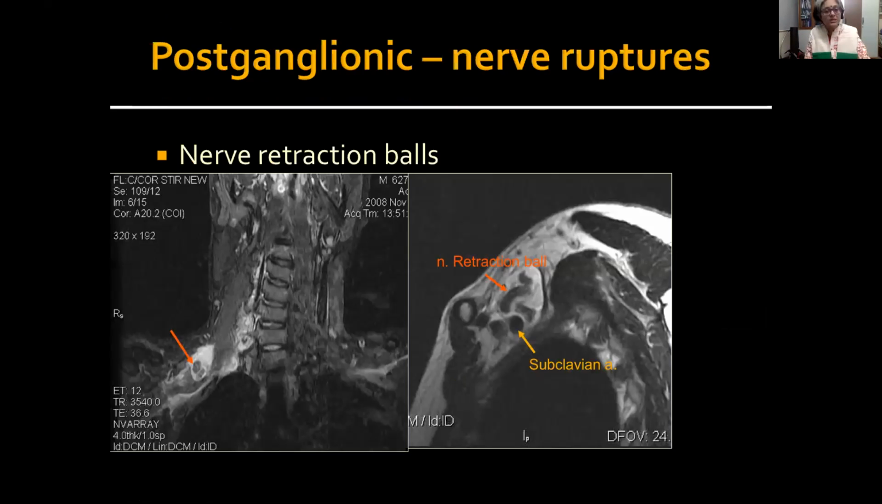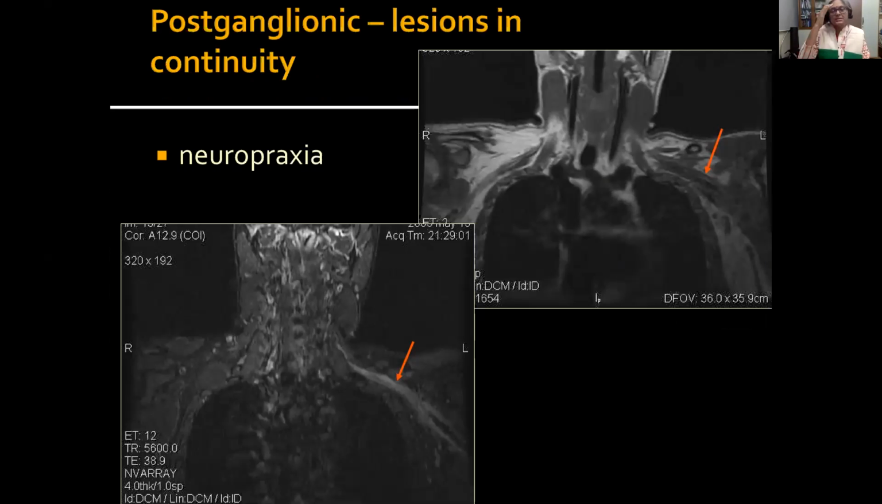Next, coming to postganglionic injuries. So here, what do I see? The nerve roots are fine, but here I can see it fully disrupted. The nerve somewhere around the level of the trunks is completely disrupted, forming something like a nerve retraction ball surrounded by hematoma and fluid. So this is a completely disrupted brachial plexus.